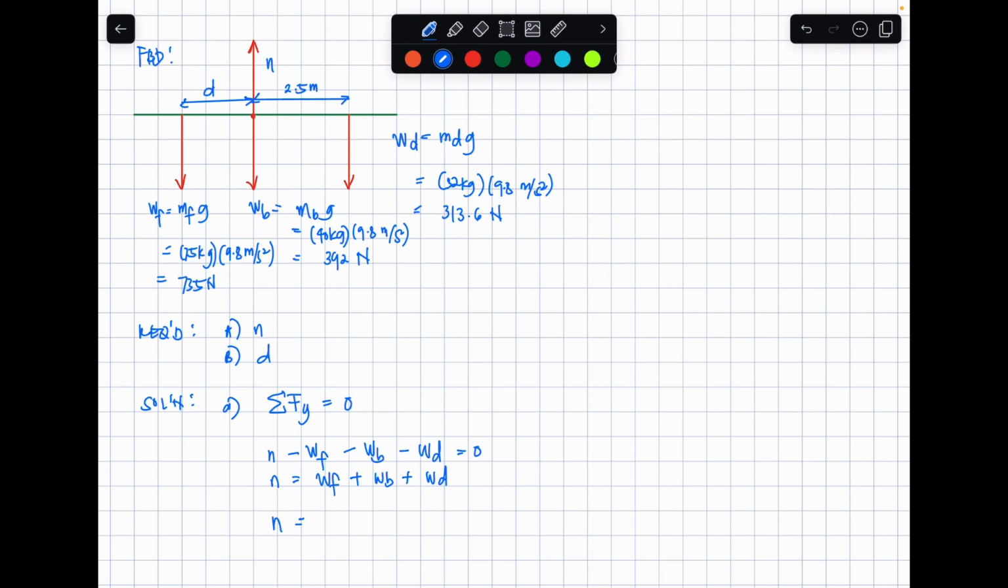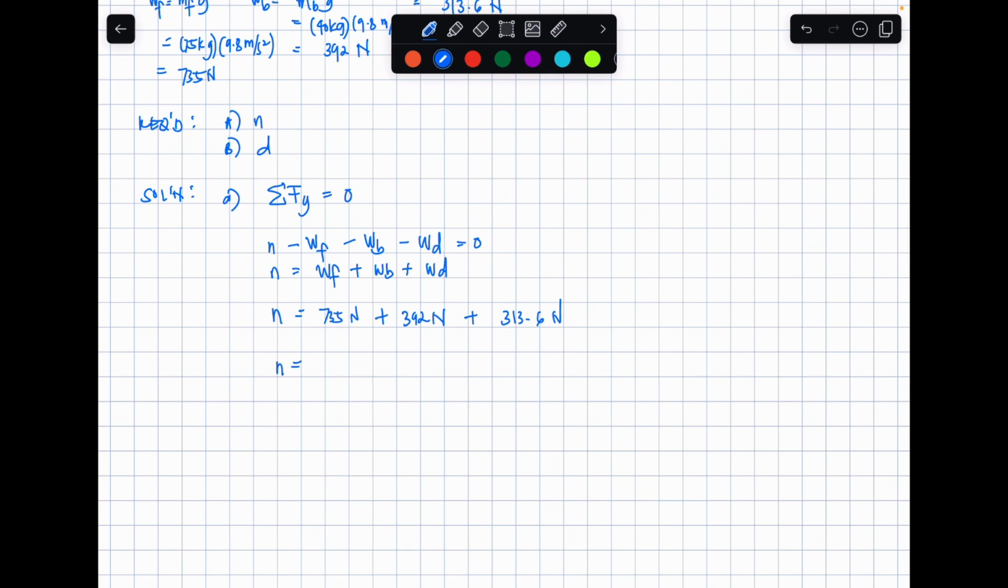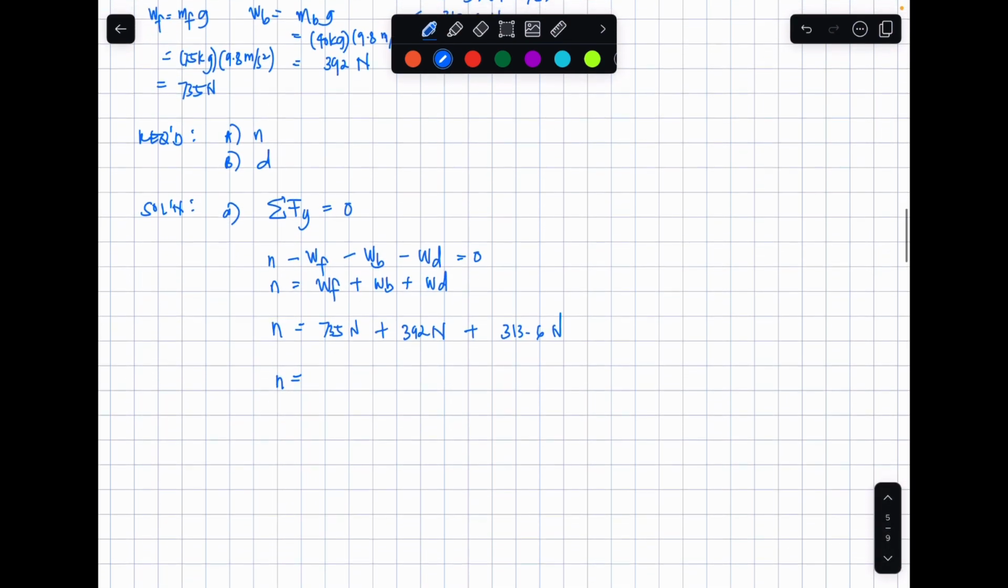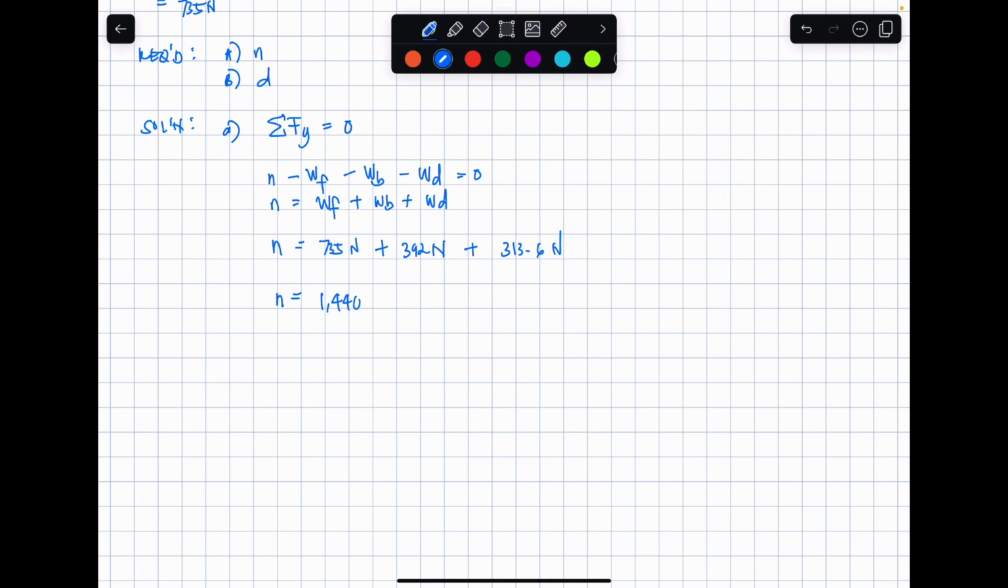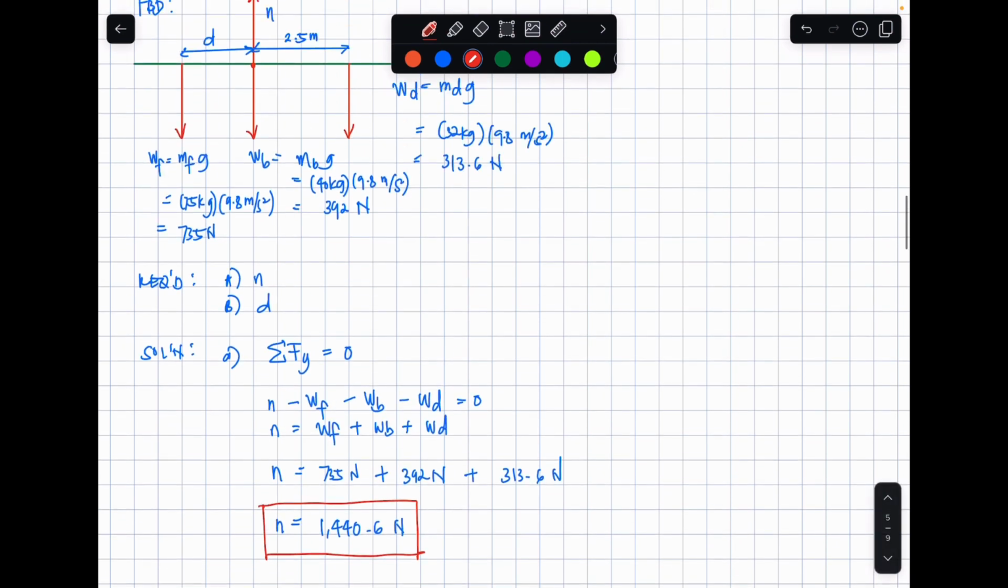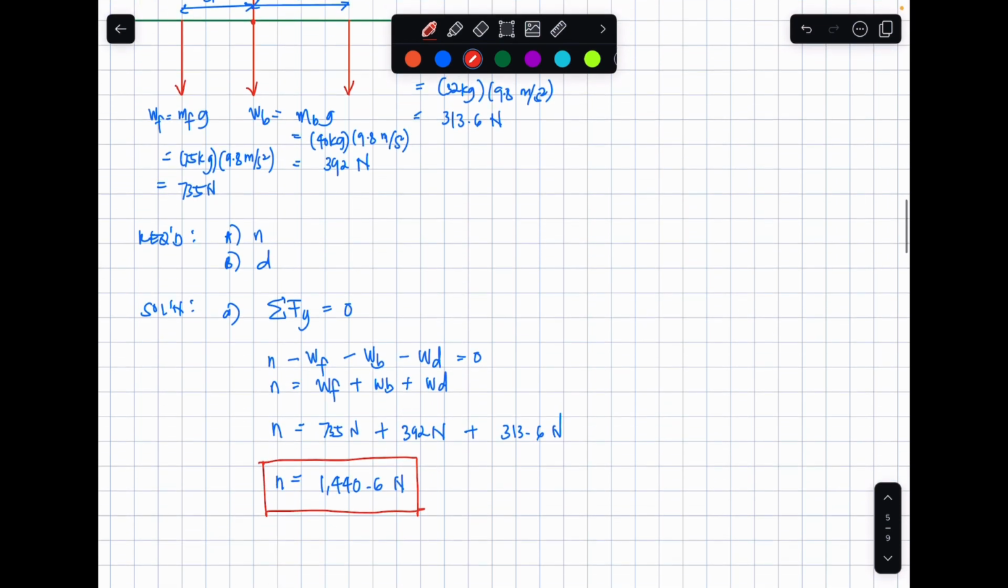The weight of the father is 735 Newtons, the weight of the board is 392 Newtons, and the weight of the daughter is 313.6 Newtons. Adding that up, 735 plus 392 plus 313.6 gives us 1,440.6 Newtons. So that would be the normal force, which will be exerted by the fulcrum.